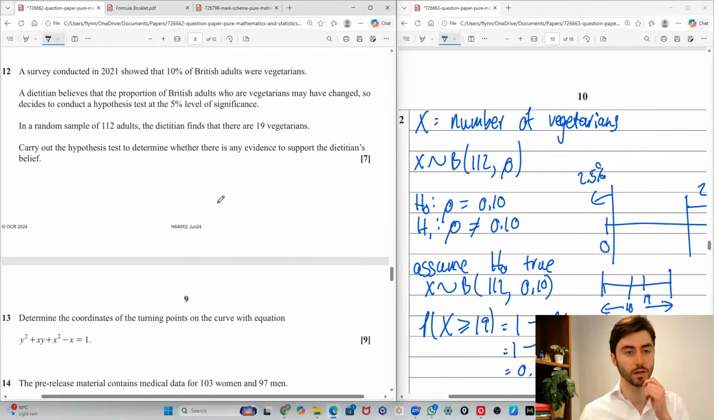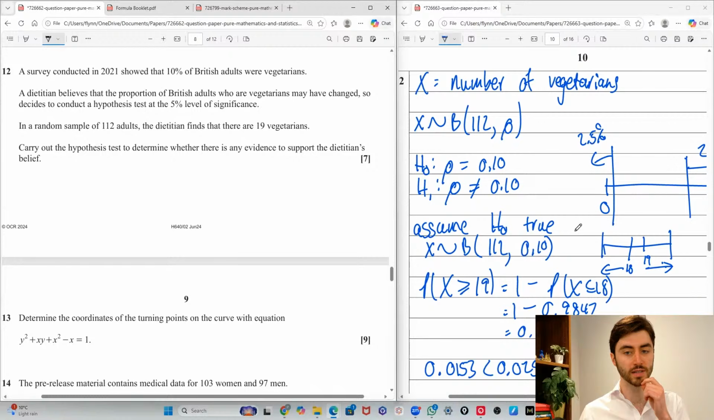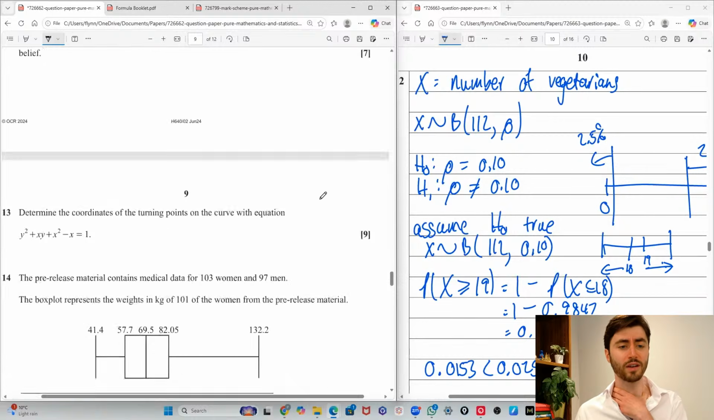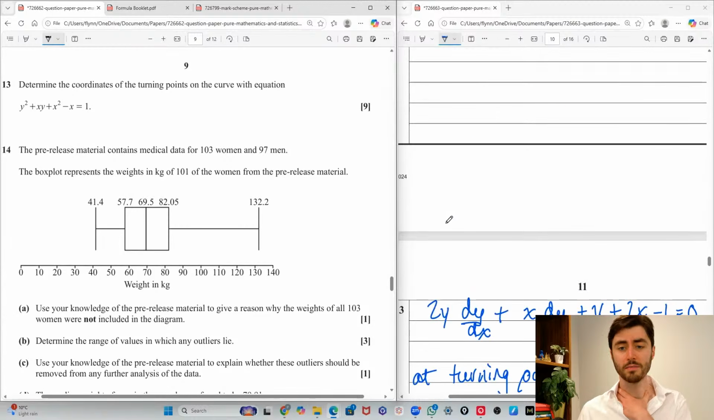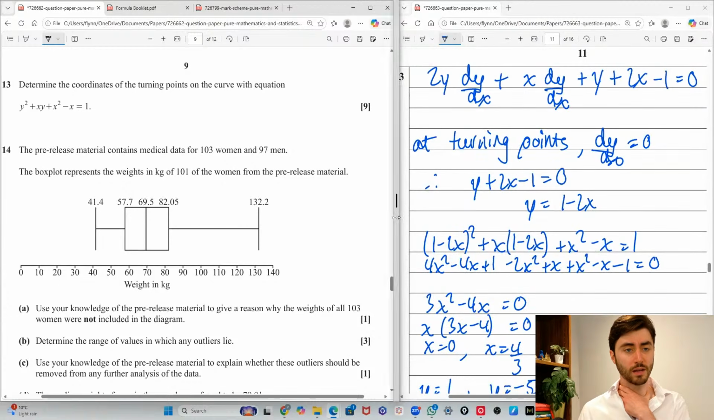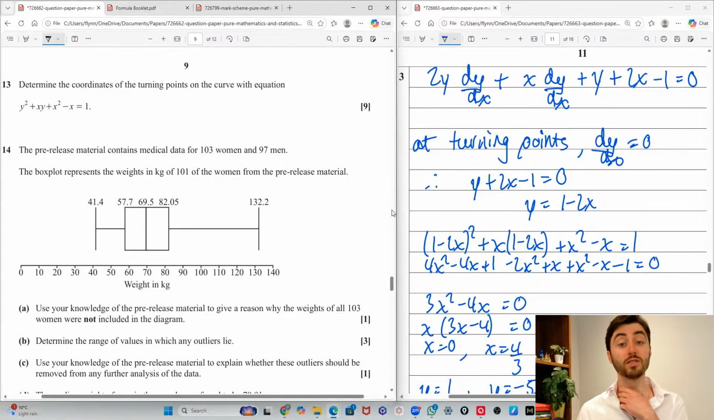12. We're doing a hypothesis test. Again, there's nothing really to do apart from to just do it again. 5%. It may have changed. I think I'm too hungry and tired. If I got it wrong, I apologize. 13 is so checkable.